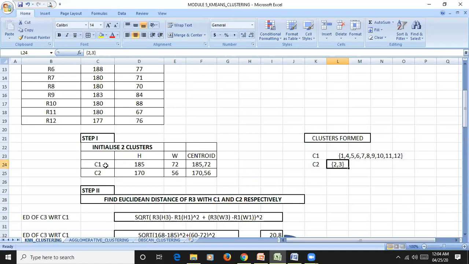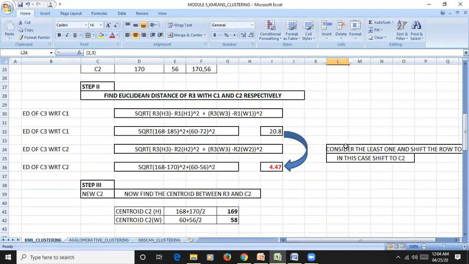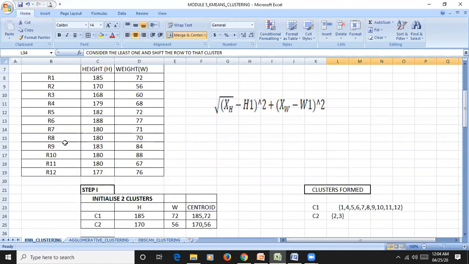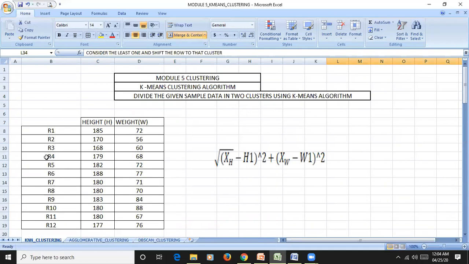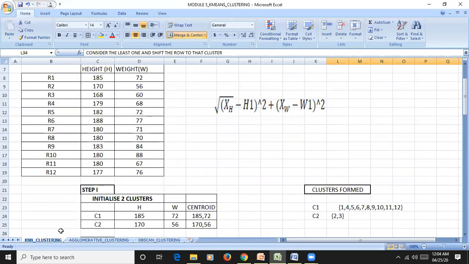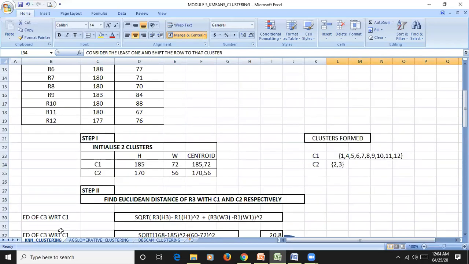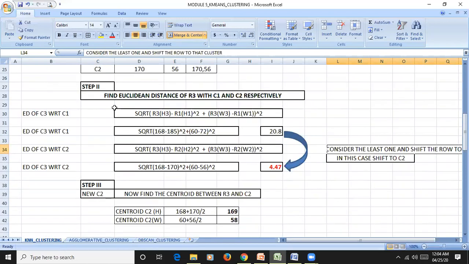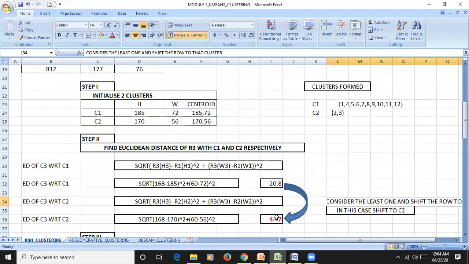Firstly, I have initialized this. It can be a member of C2. Consider the least one and shift the row to that particular cluster. In our case, it is shifting to C2. Now, after this, what's your next step? The next step is to conclude or else continue with the other rows also. But there is a condition before you go further.